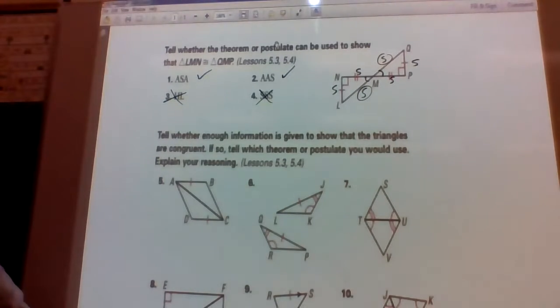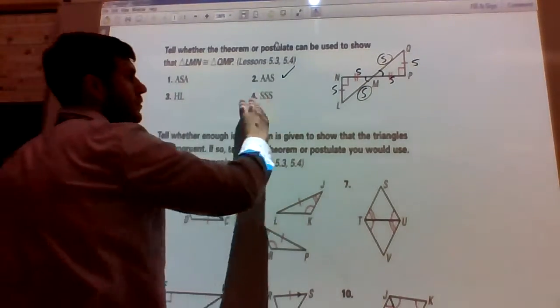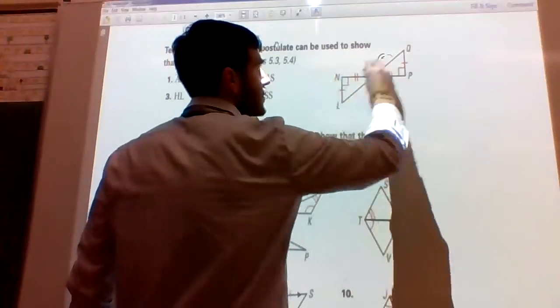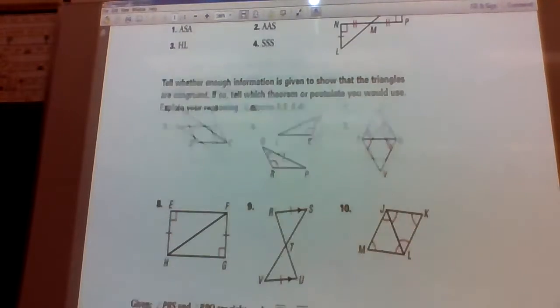Numbers 5 through 10 are asking us if there is enough information available to prove that the triangles are congruent using one of our 5 theorems or postulates. So we have side, side, side; side, angle, side; angle, side, angle; angle, angle, side; and hypotenuse leg. We have to use one of those 5 to show that they are congruent, if there's enough information.